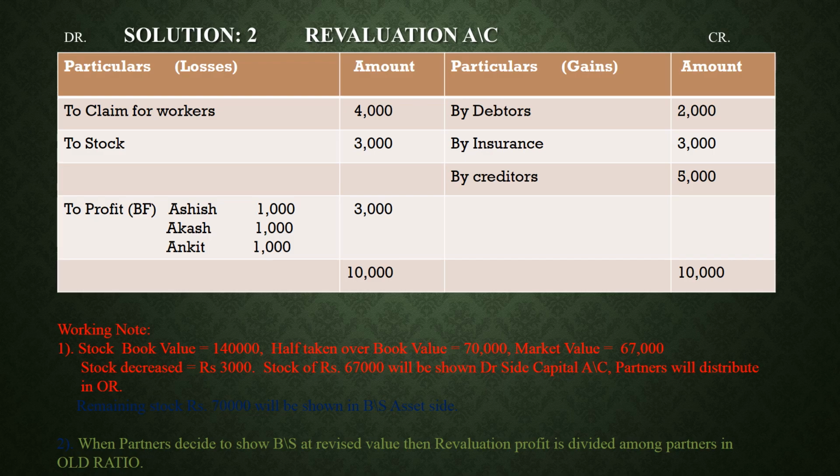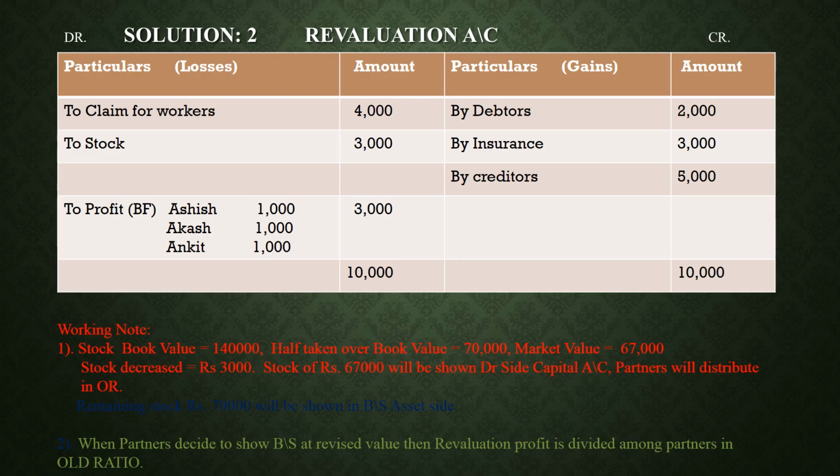Amount 2,000. Next adjustment is with regard to unexpired insurance. This is unrecorded asset. Therefore, it will be credited being a benefit with amount rupees 3,000. Next adjustment is creditors not likely to claim rupees 5,000. This clearly indicates कि creditors ने हमें 5,000 rupees छोड़ दिए. Therefore, this is a benefit for the firm, will be credited to revaluation account rupees 5,000.